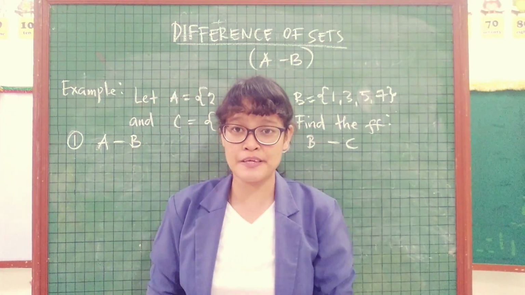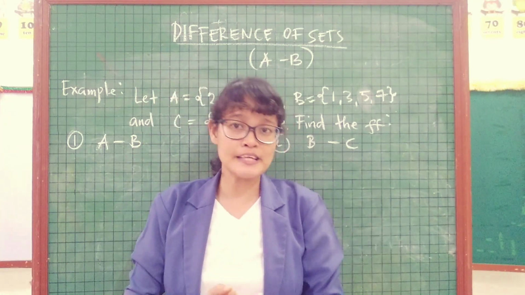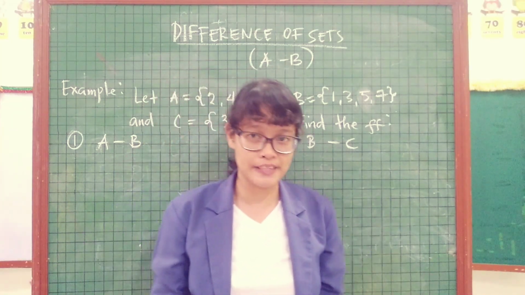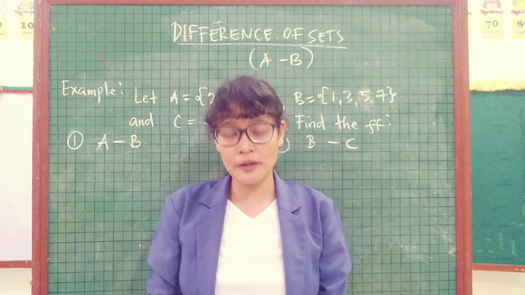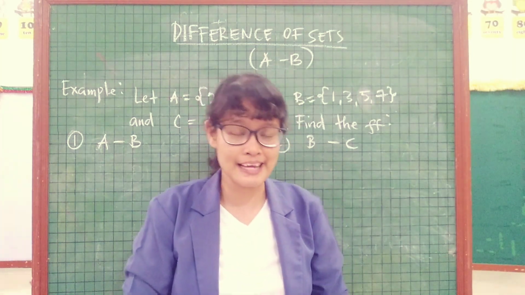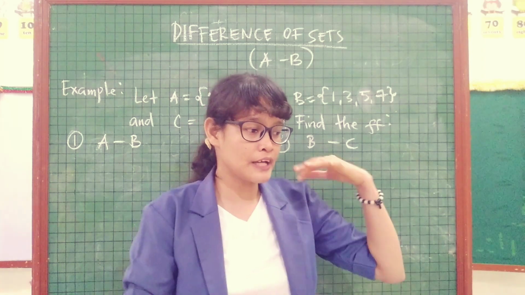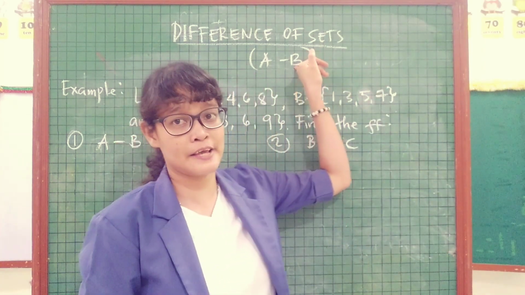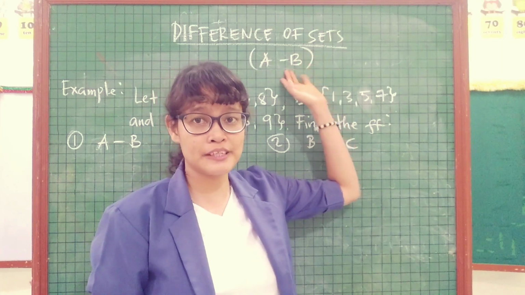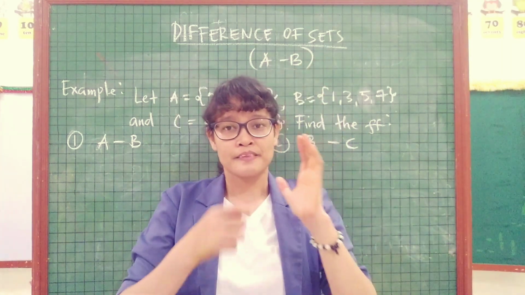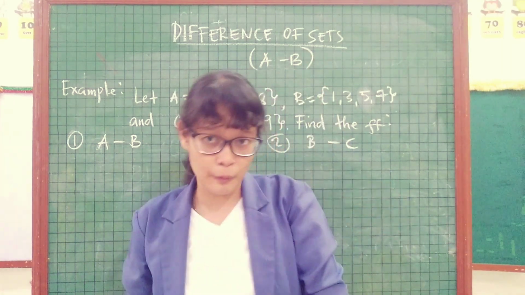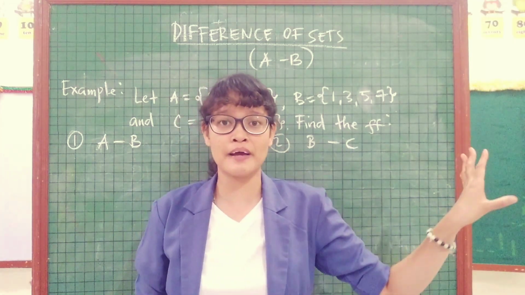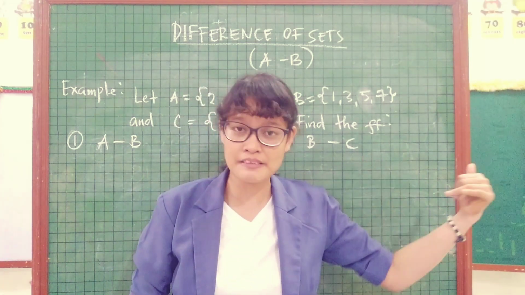A minus B. Don't forget, sa difference of two sets or difference of sets, titingnan mo mabuti kung ano yung una mong binanggit na set. Kasi pag sinubtract mo siya ng mga elements ng second na set na binanggit, for this case A minus B, the solution for this one is the elements of A alone. Okay, so tatanggalin natin lahat ng mga elements na sinishare na kay B at elements din ni B.